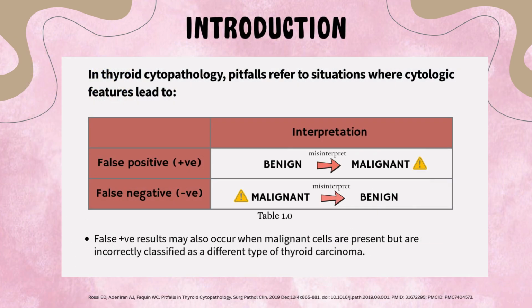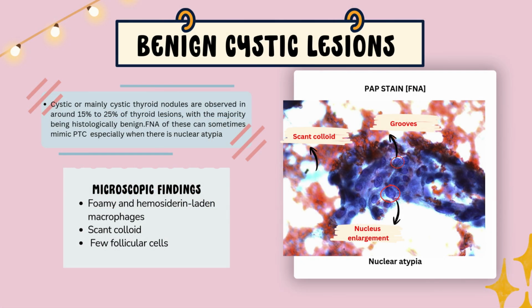Pitfall refers to where cytologic features lead to a false positive or false negative. False positive refers to where benign cells are misinterpreted as malignant, while false negative is when malignant cells are considered benign. However, a false positive can also occur when malignant cells are classified as the wrong type of malignancy.